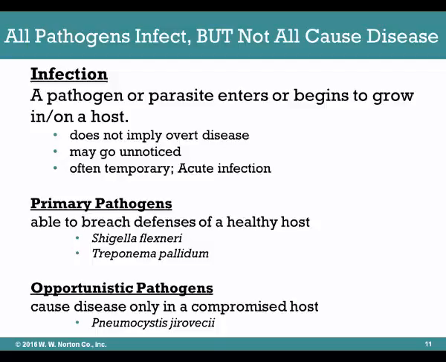Primary pathogens are those that have the virulence factors that enable them to breach the defenses, the immune system, and the barriers that our immune system has in place of a healthy person. Some examples are Shigella flexneri, which causes a diarrheal infection called shigellosis.